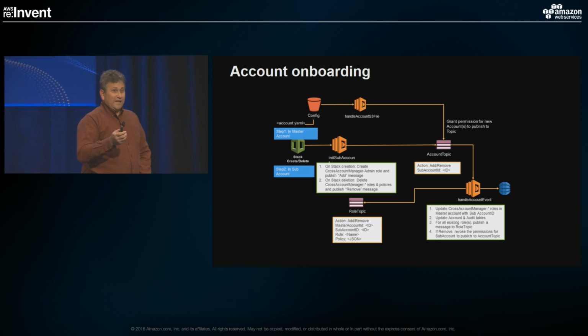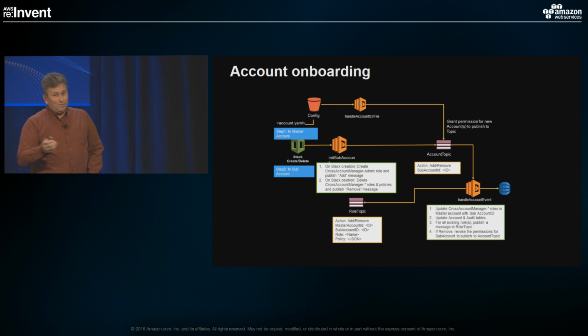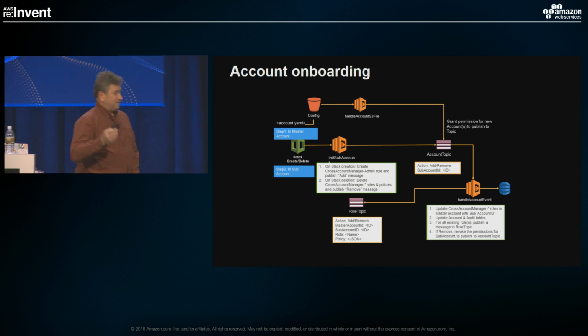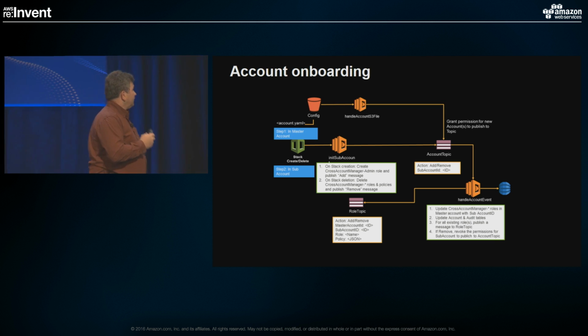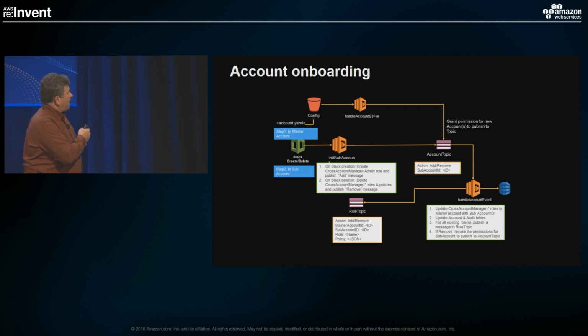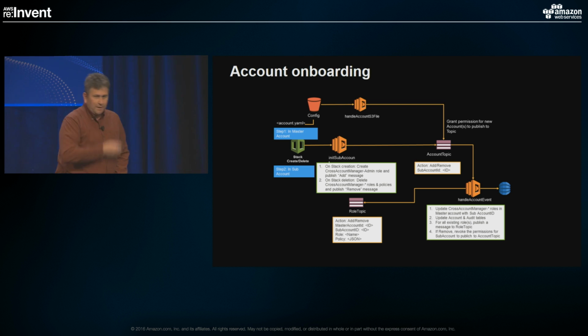I spent an hour with that yesterday. Fixed a problem with the document that had an extra space in it. It drove me nuts. So basically, put the YAML file in the config bucket. The CloudFormation template takes care of the rest of it, right? And basically grants access to those topics to all of the sub-accounts using IAM, okay?